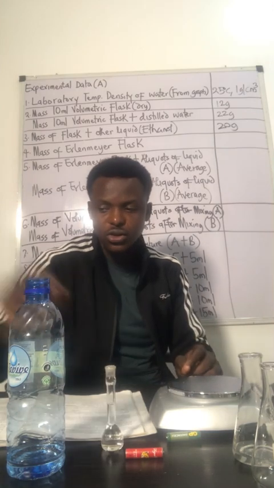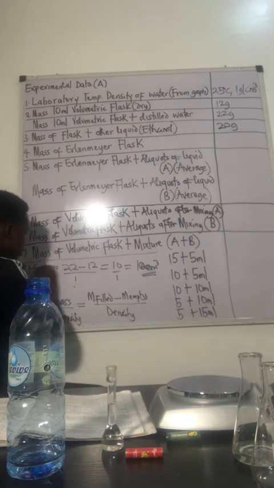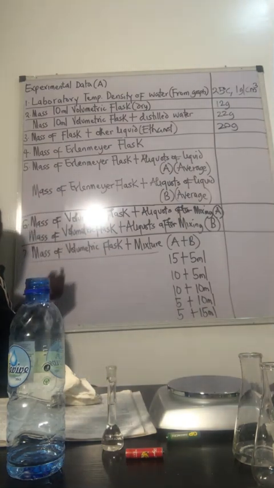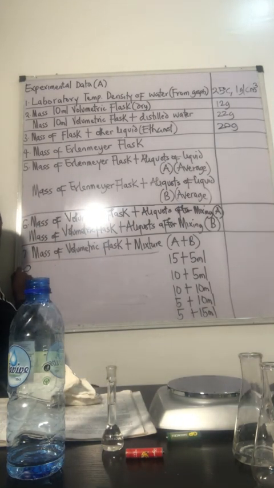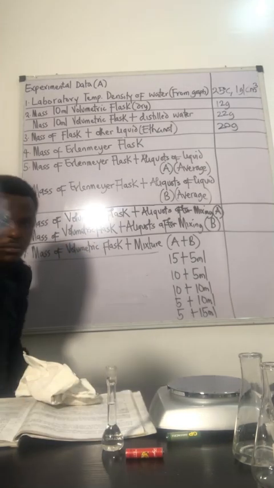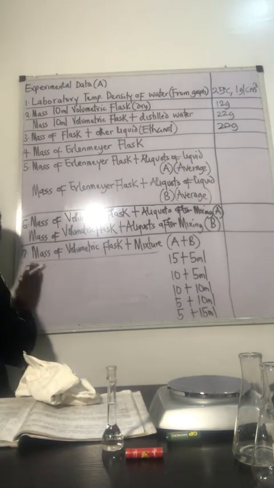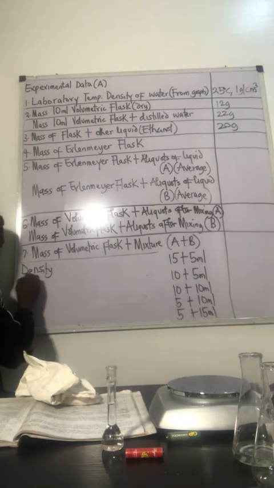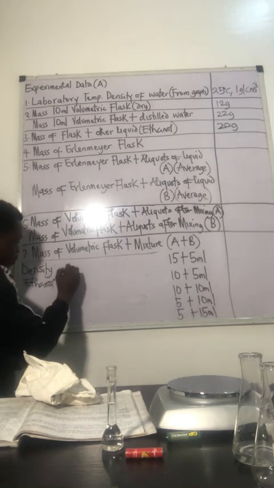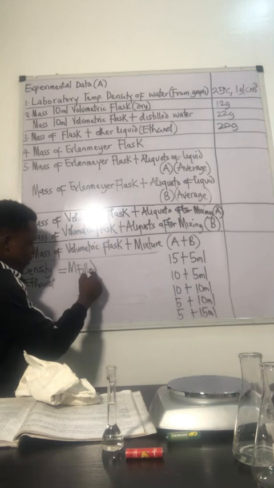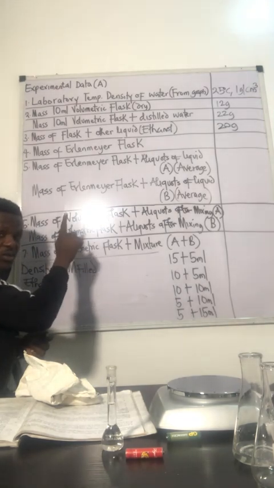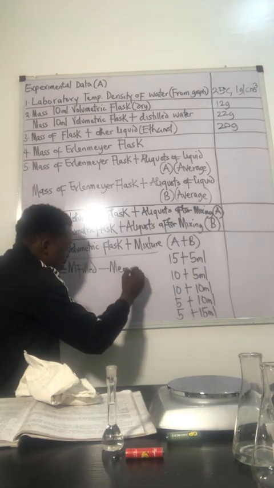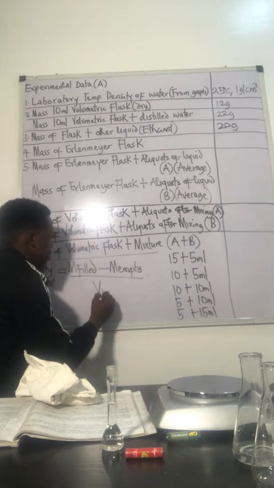Okay, so I'm going to just write this out. We say density, I use rho. Density of ethanol equals mass filled with ethanol. Remember, we have two mass filled. The first one is with water, the second one is with ethanol. Mass filled with ethanol minus mass of the flask when it is empty divided by the volume of the flask.